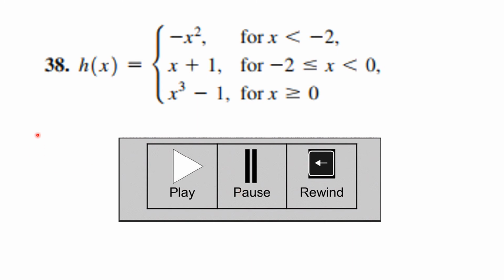This chapter also has you graphing piecewise functions. Now, we've done piecewise functions before, both for linear functions and for quadratic functions. So the only real new thing is that we're having a polynomial function involved in one of the domain segments. And here we're talking about x cubed - 1.